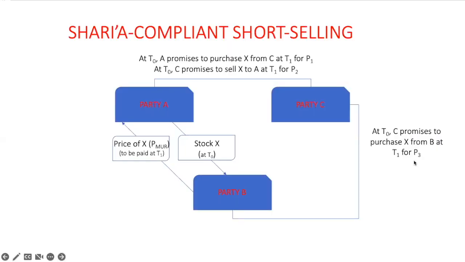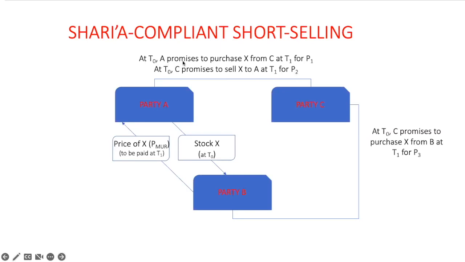So remember, I said in certain cases, the prices would be different. So this P1 and P3 are slightly different. This is promise number two. Promise number three is this one. At T naught, C promises to sell X to A at T1 for price P2.